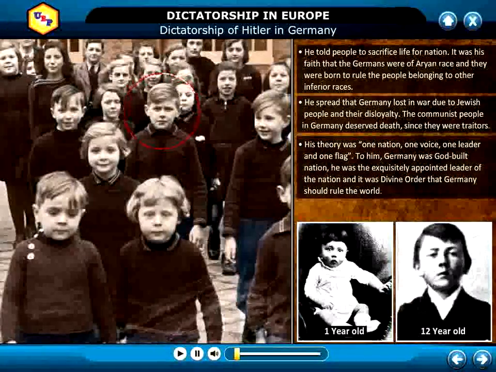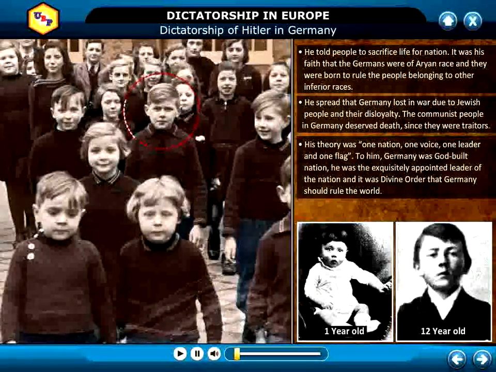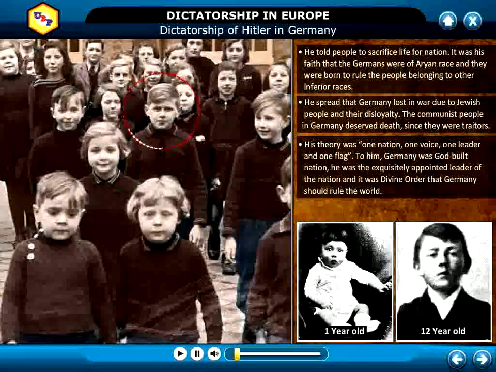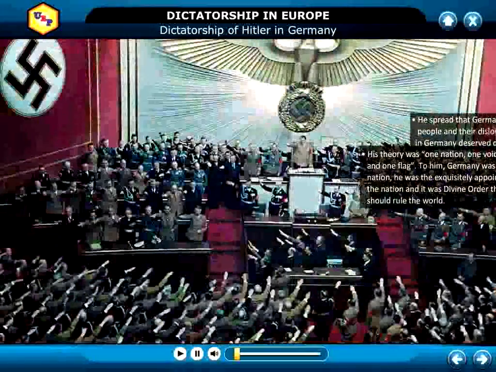His theory was one nation, one voice, one leader and one flag. To him, Germany was a God-built nation. He was the divinely appointed leader of the nation, and it was a divine order that Germany should rule the world.